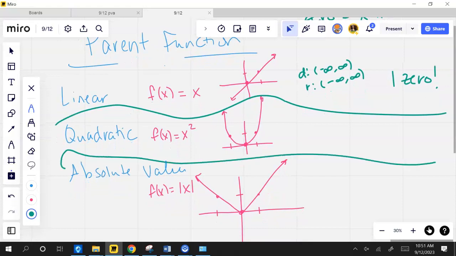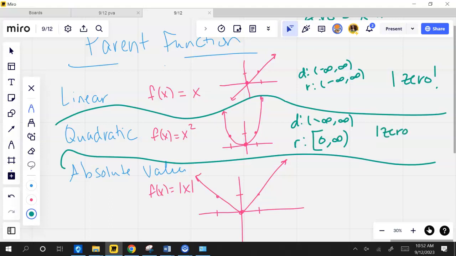How about the quadratic domain? That's right. What about the range? It's 0, right? Because this is the parent, so it sits on the origin. 0 to what? Infinity. Bracket or parentheses? Bracket. 1 zero for this one.